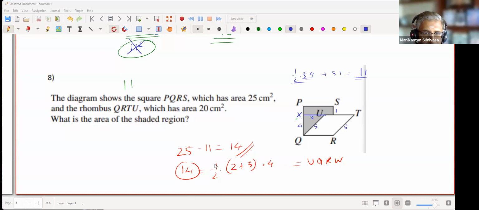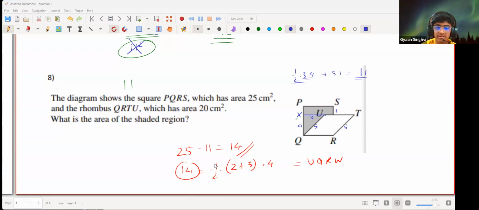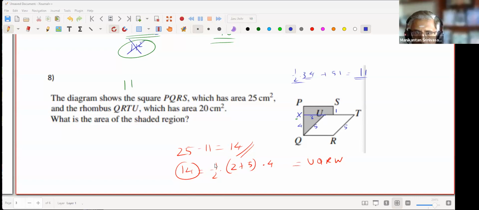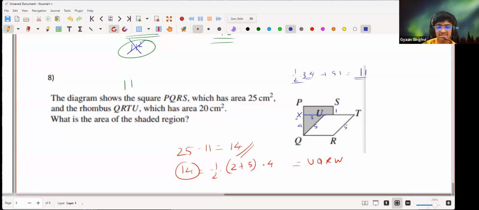How did you get XQ is equal to 4? Oh, that's because XQ is the height of the rhombus, right? We agree the height of the rhombus is 4 because the area of the rhombus is basically. Oh, yes, right, this is 4. Sorry. Okay.